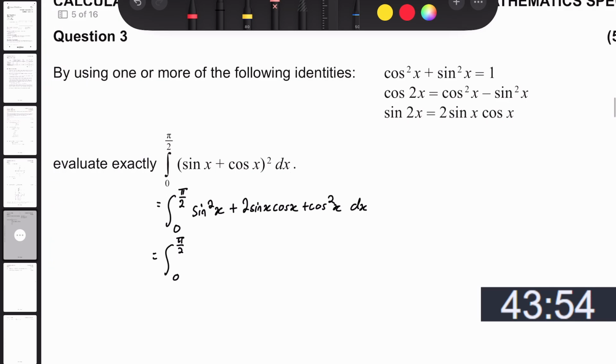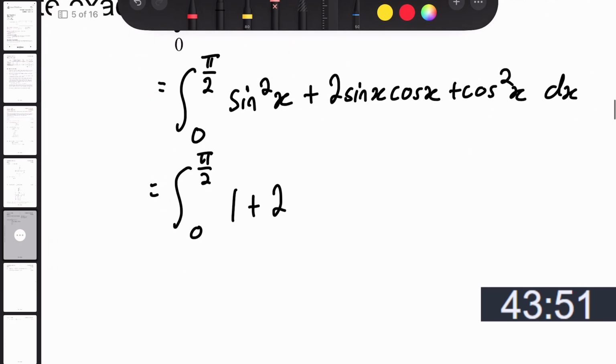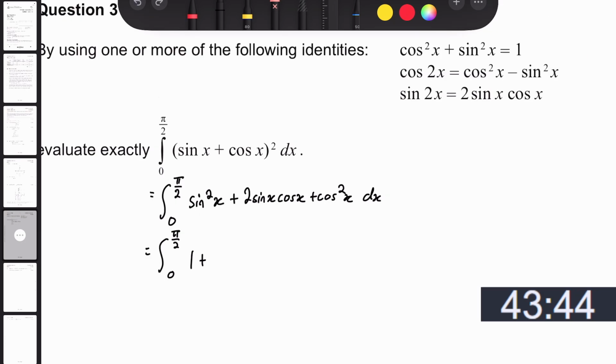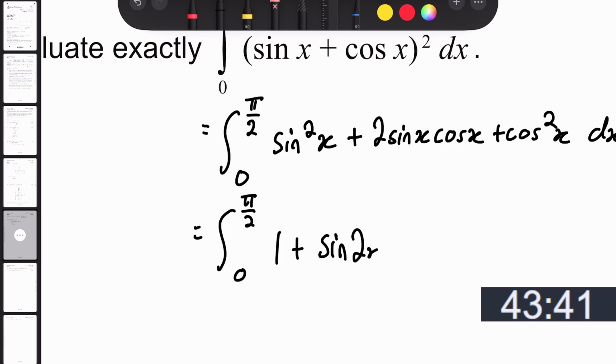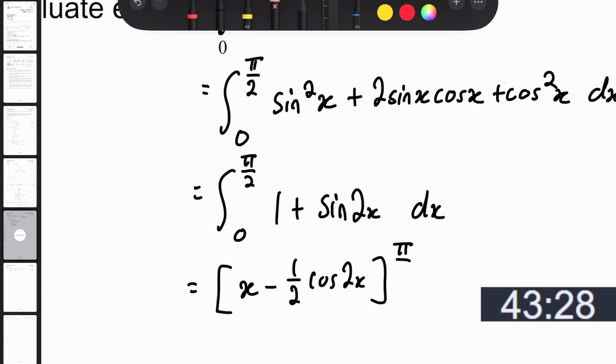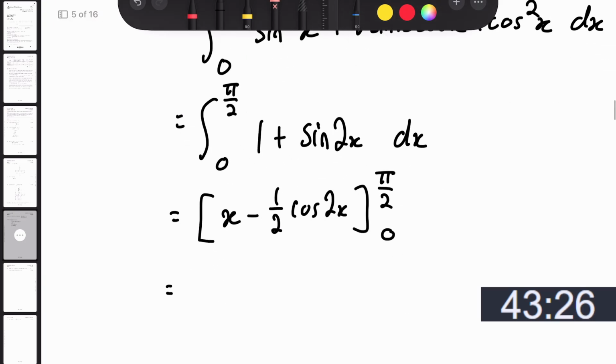This is going to be 1 plus 2 sine. So I have this sine and this cosine, so that becomes 1. And then since I have this as well, that becomes sine of 2x, so plus sine of 2x dx, which is going to equal x minus a half of cosine of 2x from pi on 2 to 0. So this is going to be pi on 2 minus cosine of 2x, of this is going to be cosine of pi, which is going to be negative 1.